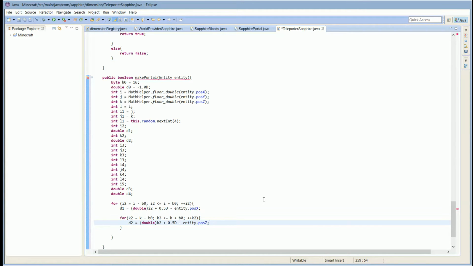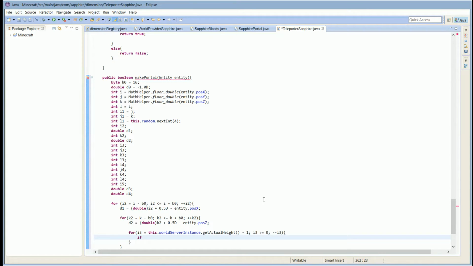Okay, there we go. Now inside here, yet another for loop. And it's going to be for I3 equals this dot world server instance dot get actual height minus 1, as well as I3 being greater than or equal to 0, minus I3. So this is getting the height of, I would assume, the player.